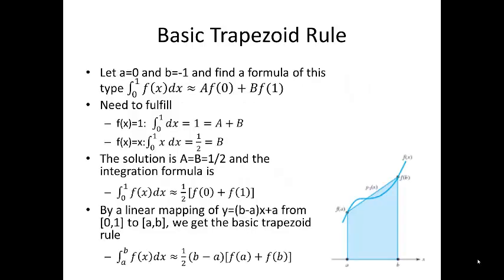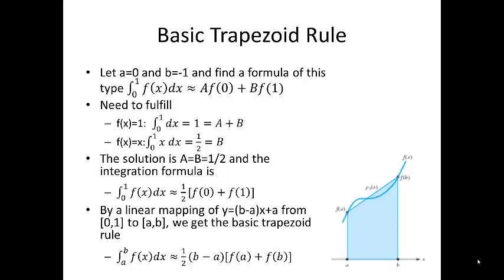For the basic trapezoid rule, we let a be 0 and b equal 1 to make things easier on ourselves. We find a formula of this type for the integral from 0 to 1 of f(x) dx, A f(0) plus B f(1). So we need to fulfill f(x) equal to 1: the integral from 0 to 1 of dx is equal to 1, and that's equal to A plus B. And for f(x) equal to x: the integral from 0 to 1 of x dx is equal to 1/2, which is equal to B.